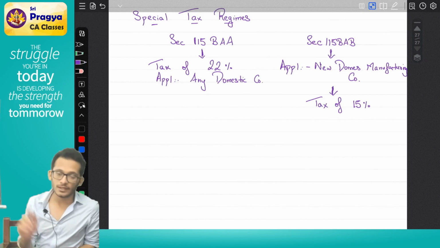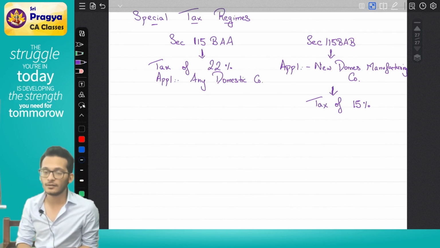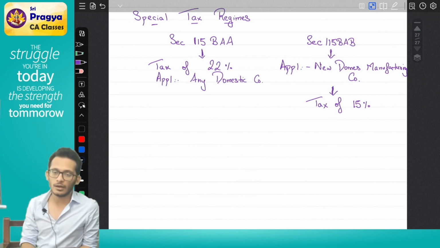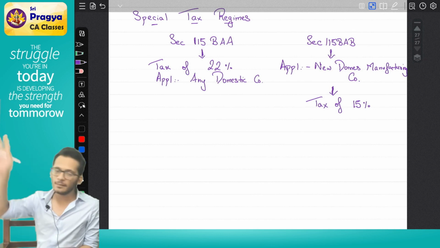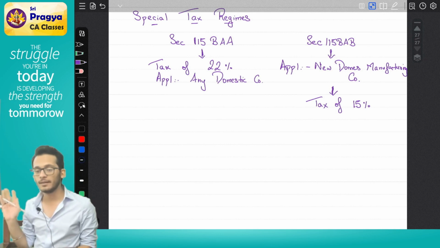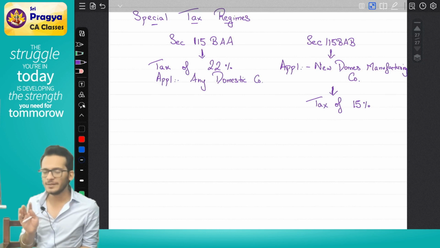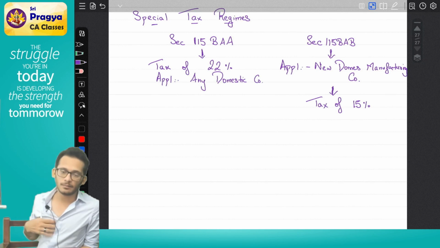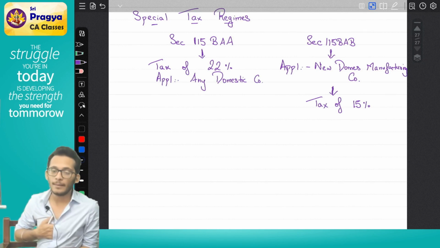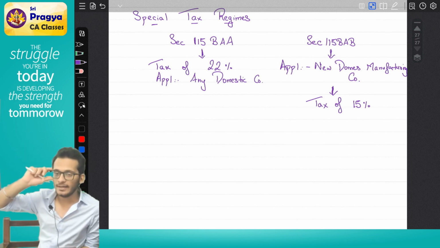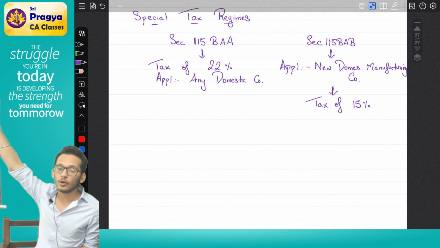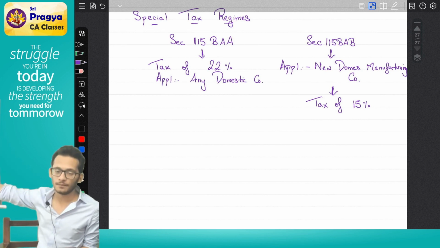These are your new regimes. One is called 115 BAA, one is called 115 BAB. BAB is only for new domestic manufacturing companies. BAA is for any domestic company. Which means, Rahul, I am a manufacturing company. I created myself in 1998. I can choose either the old regime or BAA. Not BAB.